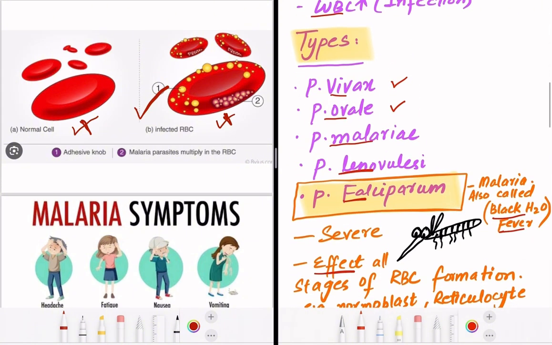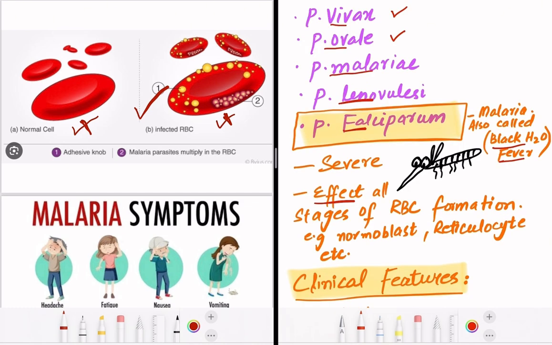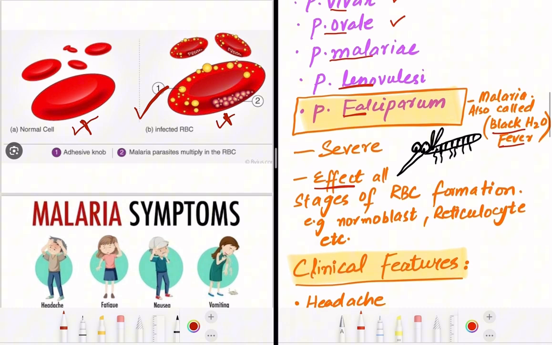Now, what are the types that cause malaria? The most common types are P. vivax, P. ovale, P. malariae, P. knowlesi, and P. falciparum. Plasmodium falciparum among all types causes the most severe malaria. It is also known as black water fever, as there is massive destruction of RBCs, and it affects all stages of RBC formation, for example, normoblast, reticulocyte, etc. Plasmodium falciparum causes the hemolysis of RBCs and affects all the stages of formation of RBCs.